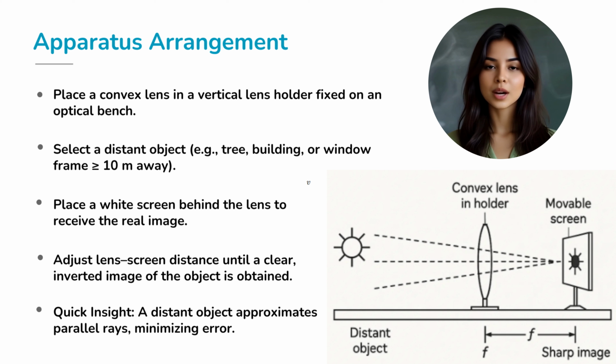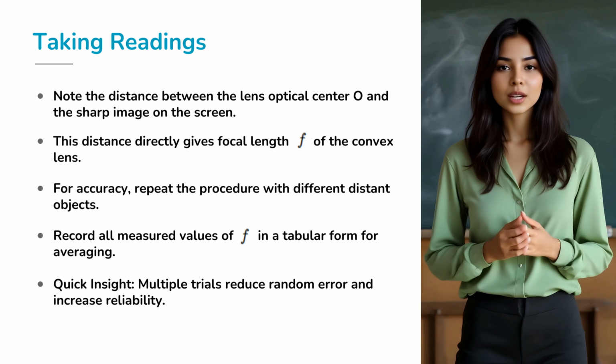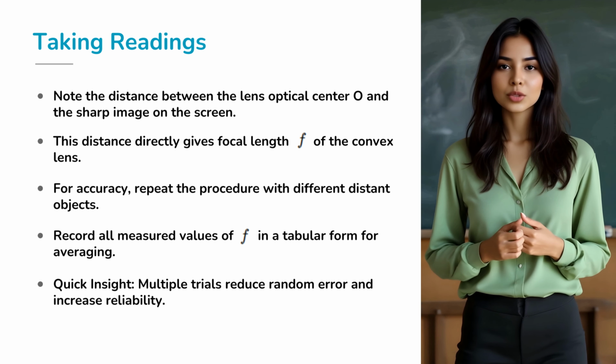Now comes the interesting part. We gently move the screen back and forth until a sharp, inverted image of the distant object forms clearly. As you can also see in the diagram, the parallel rays from the object pass through the convex lens and converge at the focal point, forming a sharp image on the screen. Quick insight here, the use of a distant object is not just convenient but clever. It allows us to approximate the incoming rays as parallel, which makes finding the focal length of the lens both accurate and simple. Now that our image is formed clearly on the screen, it's time to take the actual readings.